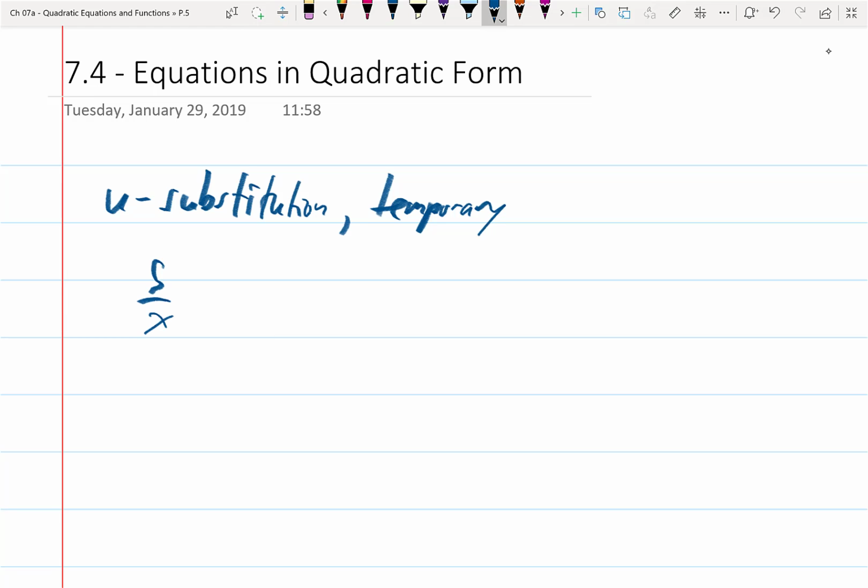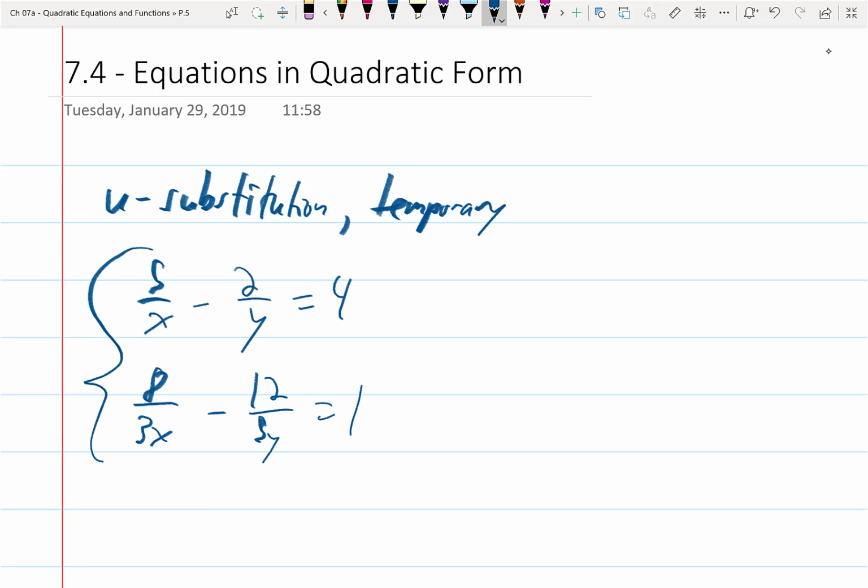5 over x minus 2 over y equals 4. And 8 over 3x minus 12 over 5y is equal to 1. It wasn't u we used, we used a's and b's. Did we use u's and v's? We used u's and v's.